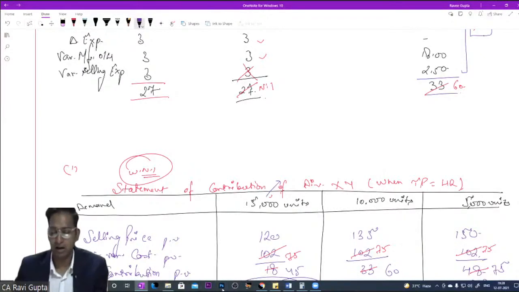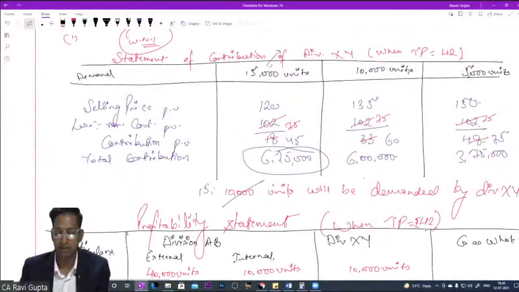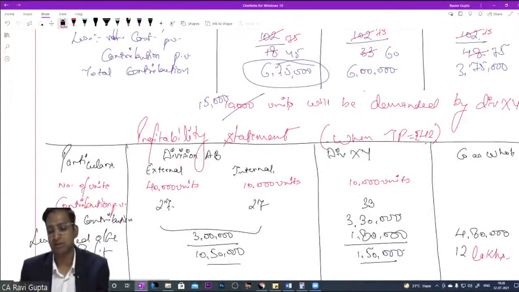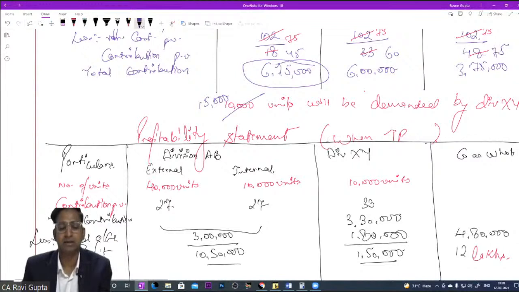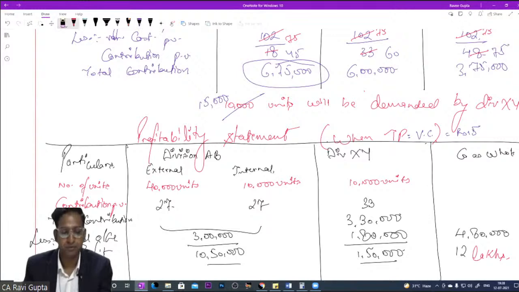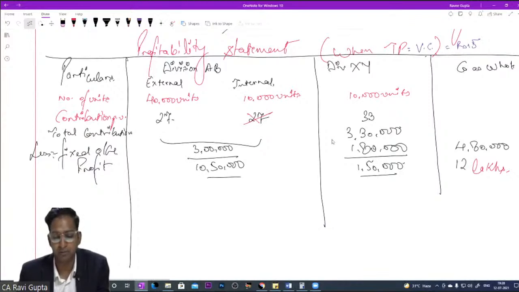So we are now deciding to demand 15,000 units. Here, I am going to just use this statement so that you can understand where we need to do only changes. The transfer price will be equal to variable cost, that is rupees 15, right? So first of all, our contribution will be changed here. The contribution will be 0 because we are transferring at a variable cost. There is no contribution in an internal transfer.